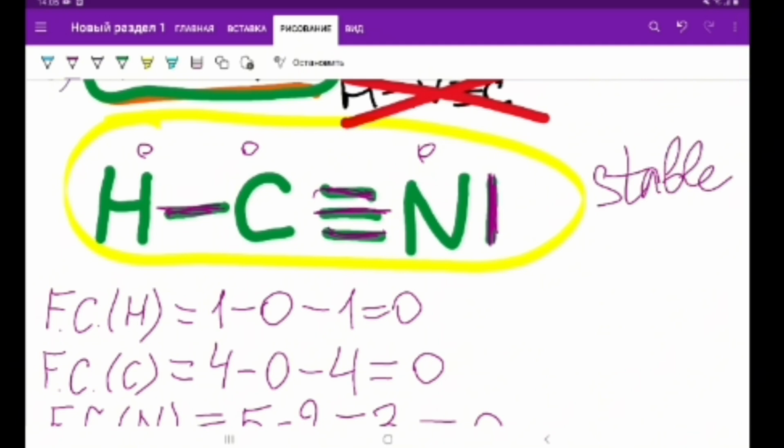Because if there are a lot of formal charges, that molecule will not be stable. If we have a lot of possibilities, in this case, we have to check the formal charge. So the molecule with the least number of formal charges will be the most stable.